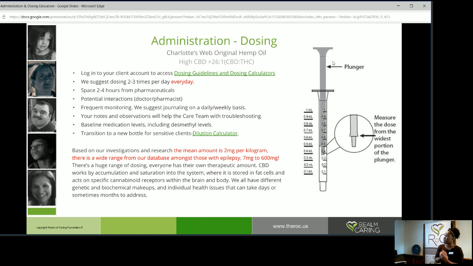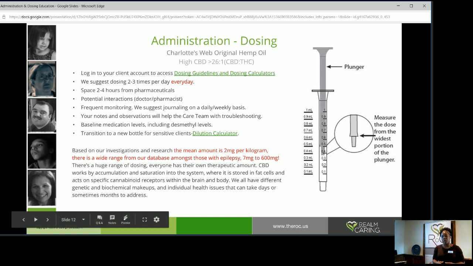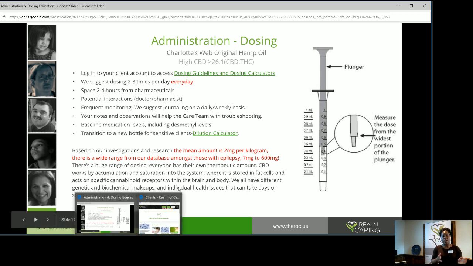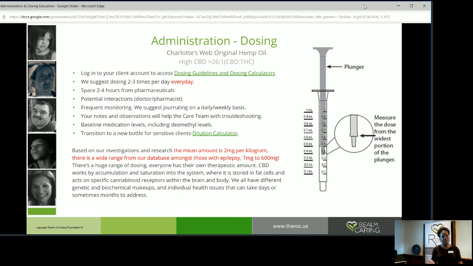We do suggest dosing 2 to 3 times per day, every day, any time of day. Morning and night, if that works for you. Evening and night, if that works for you. If you have more symptoms certain times of the day, let's say you have issues with sleep, then you want to maybe consider doing an evening and a nighttime dose. There is not going to be a specific time frame between your CBD doses. So if you only have a certain window, then you want to dose whatever works best for you.